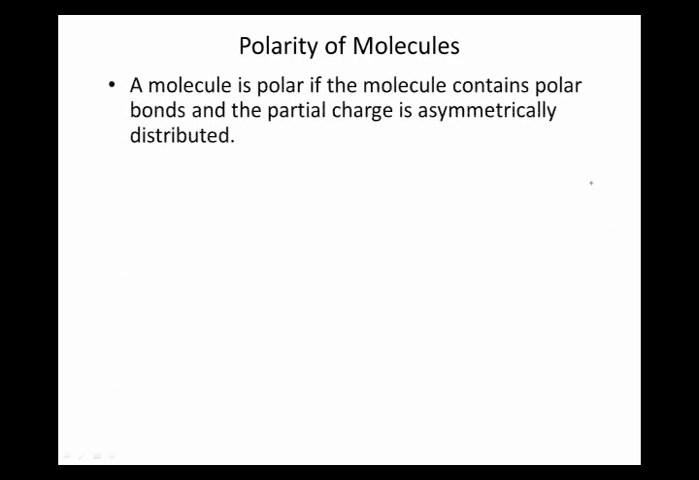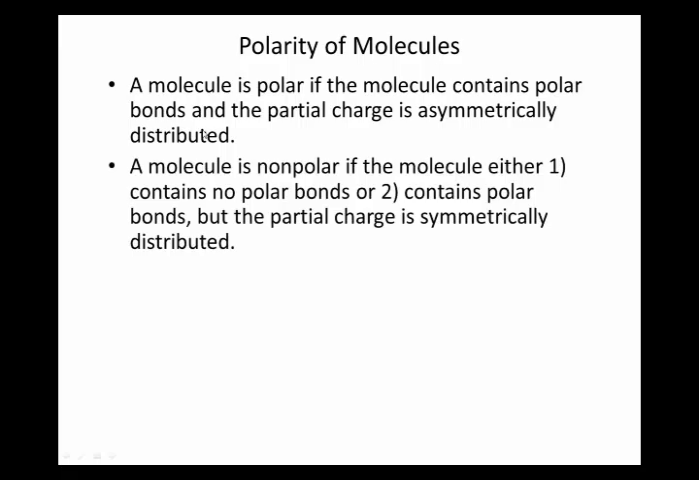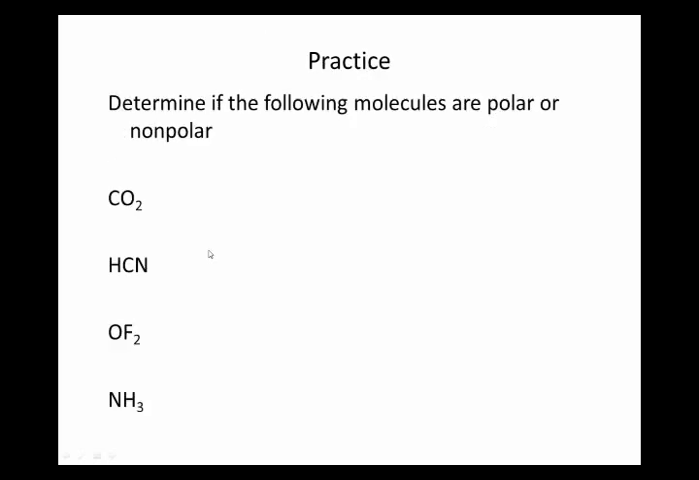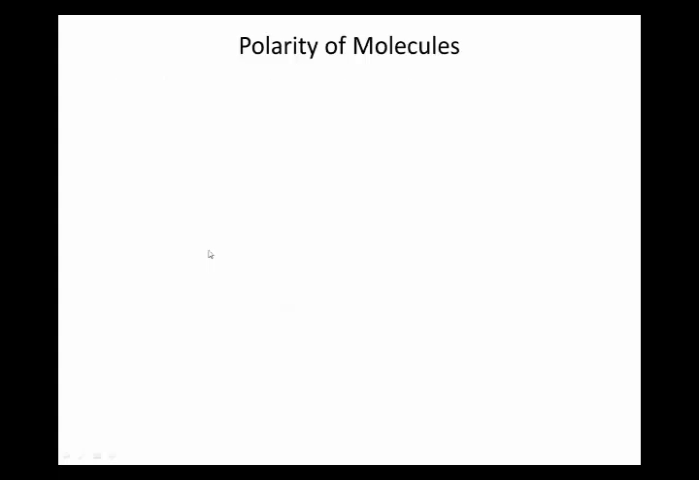A molecule is polar if the molecule contains polar bonds, and the partial charge is asymmetrically distributed. That's why ozone fails. It doesn't have polar bonds to begin with. A molecule is nonpolar if it contains no polar bonds, like ozone, or contains polar bonds, but the charge is distributed evenly, symmetrically. So, here are the guidelines. Here are the things you're going to see.